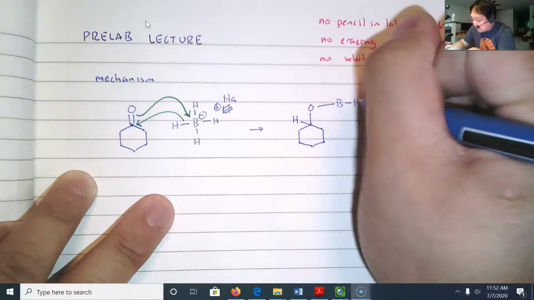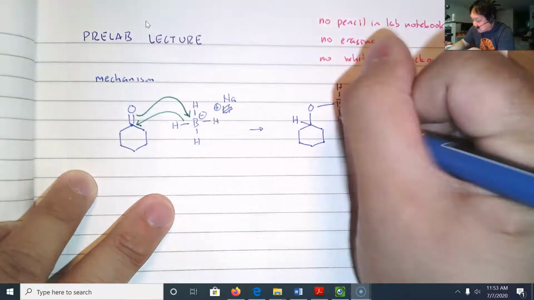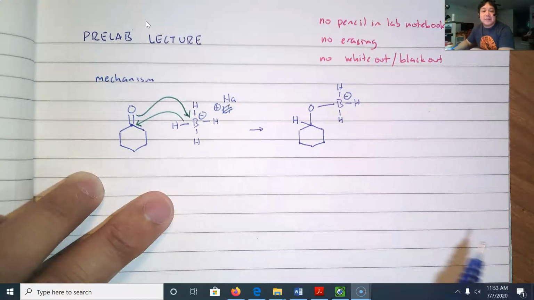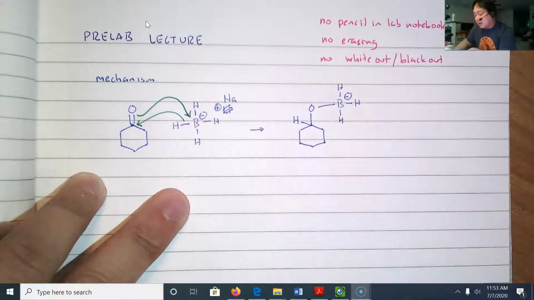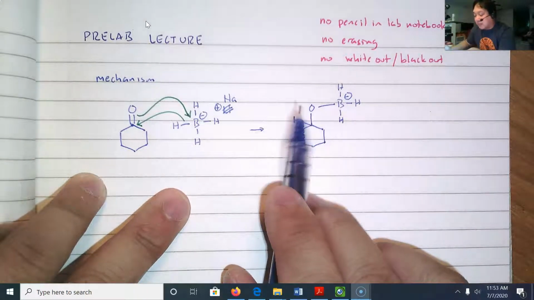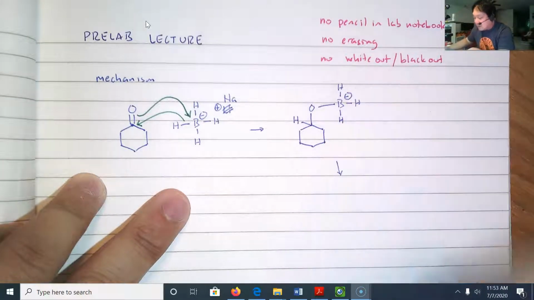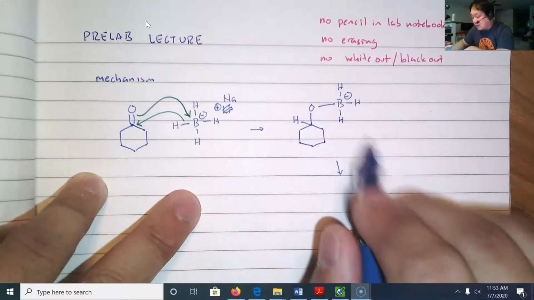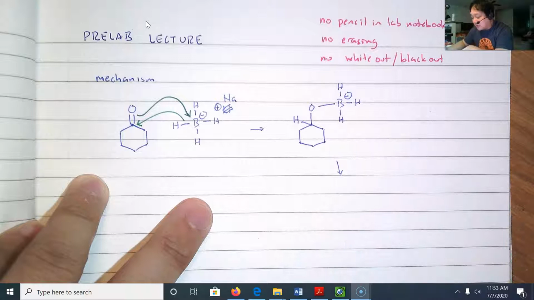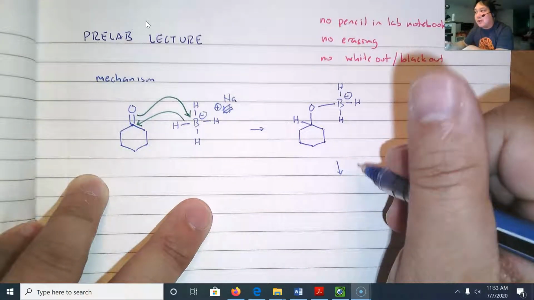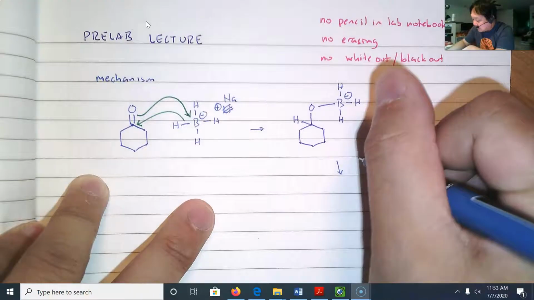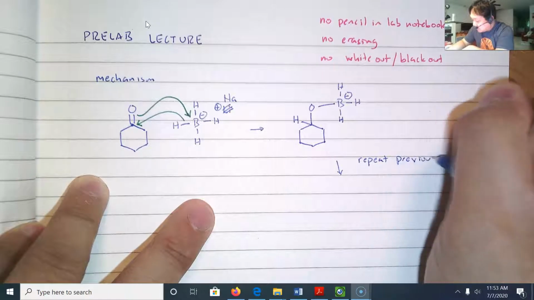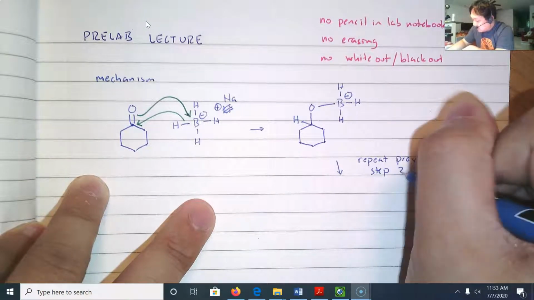You still have 3 other points of reactivity right there. Okay, so that is the first step. Very different. Lithium aluminum hydride would make this an O minus, and then you just protonate it. The thing is, we could do this 3 more times for each of these hydrogen bonds to boron. So what can we say? I don't want to draw it 3 more times. We could say repeat previous step 3 more times.